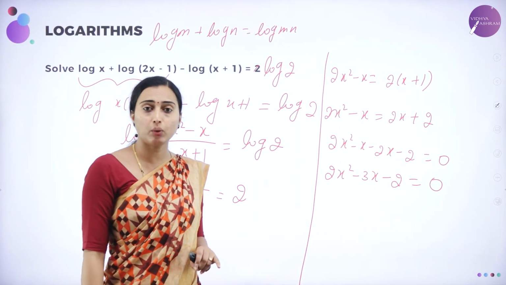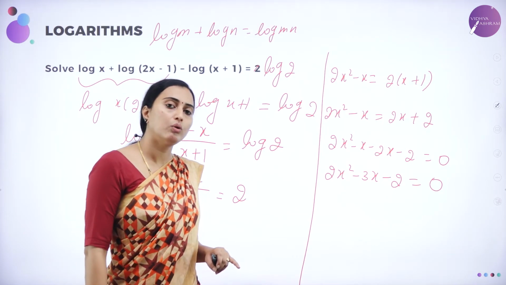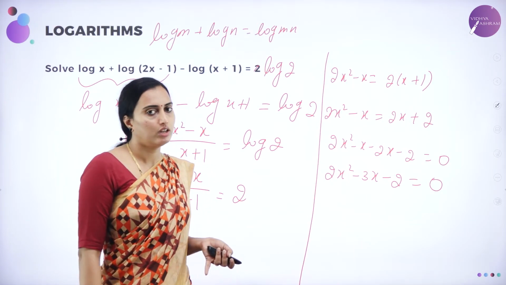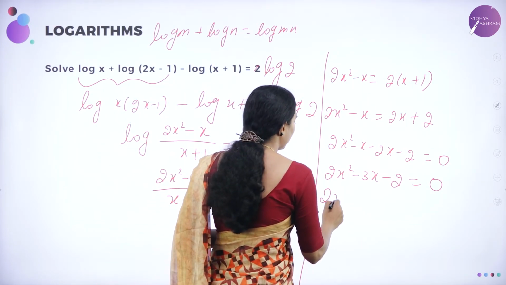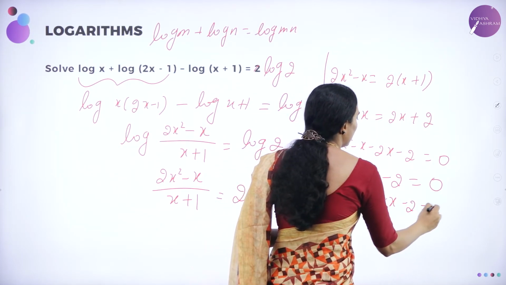So if you solve this equation, if you multiply, you should get 4. If you add, you should get 3. What is that? Minus 4 into 1. Minus 4 plus 1 is minus 3. Therefore, let me take those roots: 2x squared minus 4x plus x minus 2 is equal to 0.